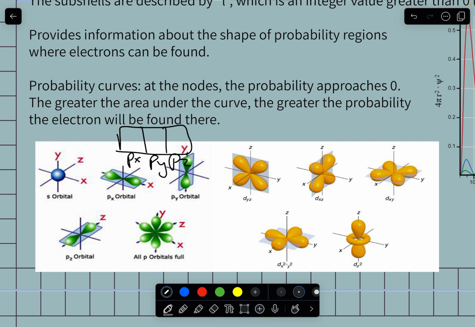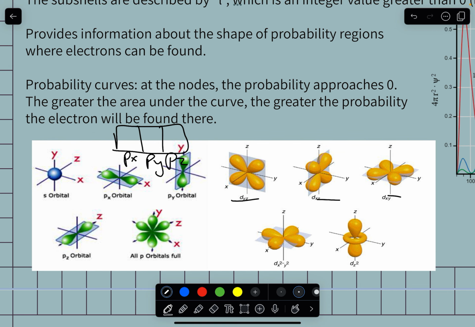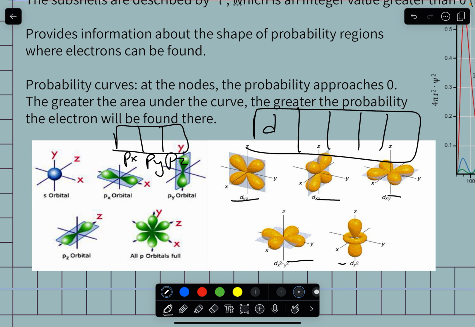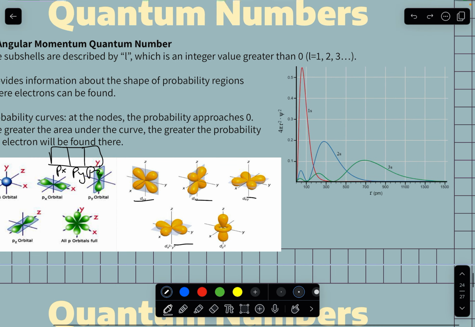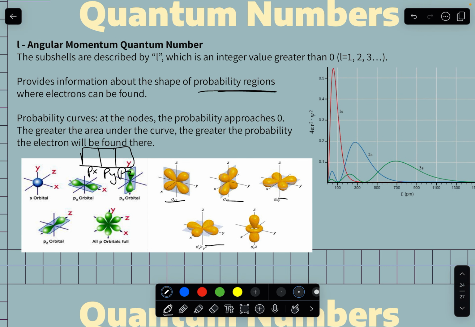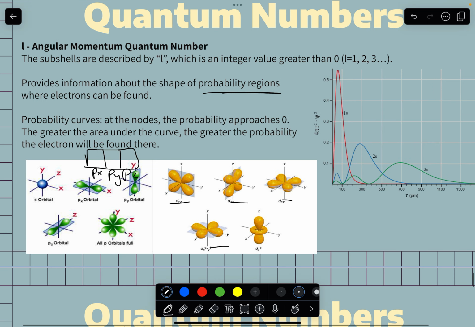That's what that means. For D, there's 5 iterations of it. That's why for the D subshell, we put 5 boxes. I don't actually know all of these, but those are the 5 D shapes that can happen. Okay, and what these shapes are is they describe the regions where electrons can be found.